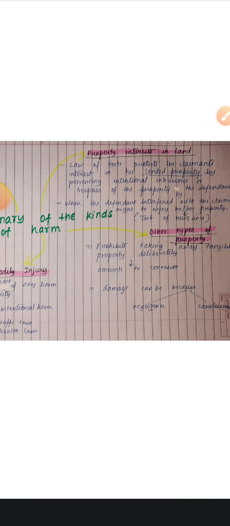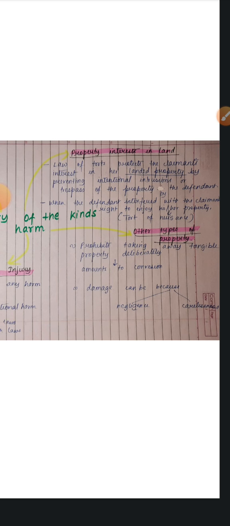Property interests in land, obviously we know that trespass to land, trespass to chattels, conversion, these protect our interests in land and property. When the defendant interferes with the claimant's right to enjoy the property, the tort of nuisance is applicable. Nuisance means I have been preventing someone else from peacefully enjoying a property. That's the tort of nuisance. So this is the property interest in land. Other types of property, it prohibits taking away tangible property deliberately. It amounts to conversion. Damage can be because of negligence and carelessness, obviously.